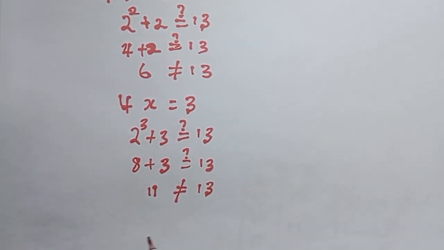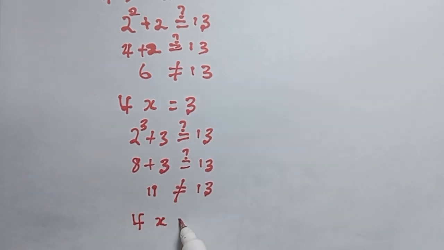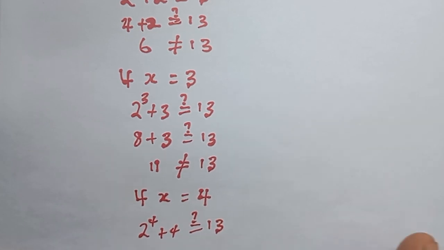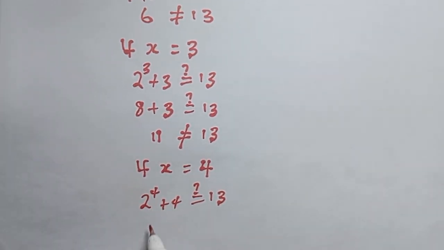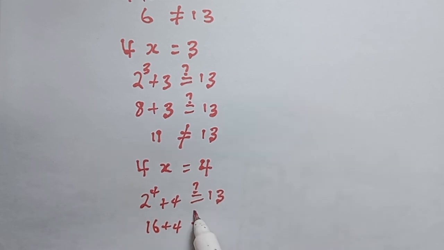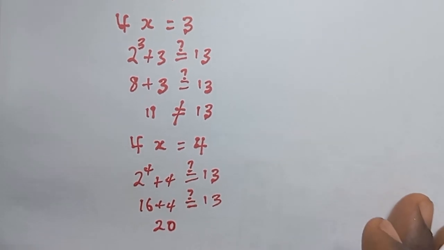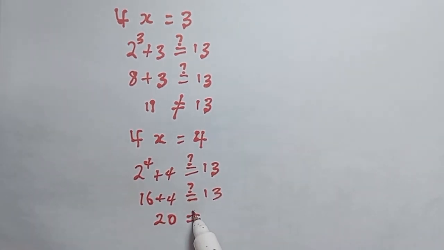Next, let's check one more. If x is equal to 4, what are we going to be having? So we have 2 power 4 plus 4. Will this be equal to 13? And then 2 power 4 is 16 plus 4. And obviously, this will not be equal to 13. 16 plus 4 is 20, which is not equal to 13.